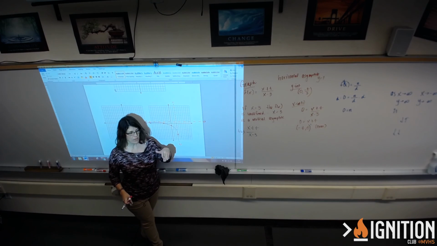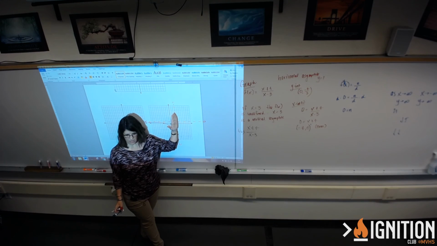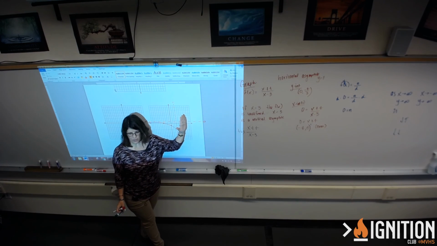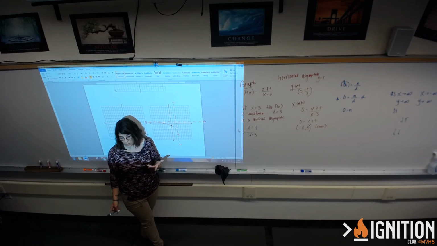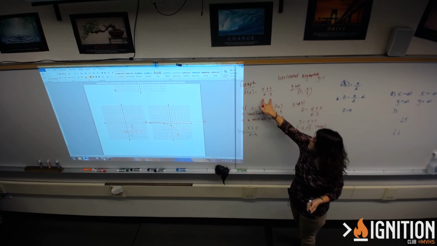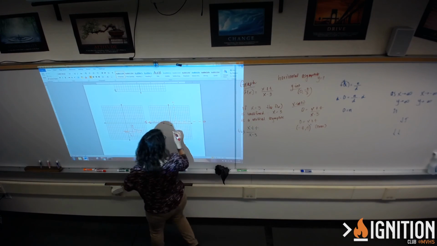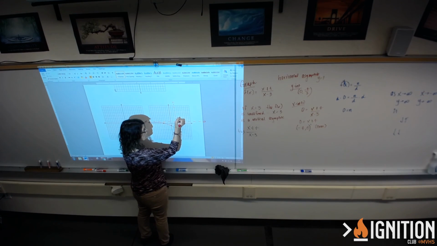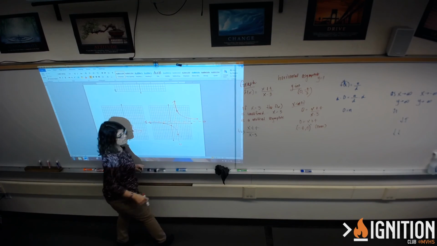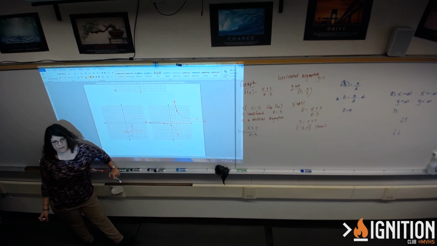Your vertical, you can't plug in 3. Here's my vertical asymptote. To plug in is to the right. Why? What's 4 minus 3? Nice and convenient. So 4 plus 4 is 8 over 1. You plug in 4, you get 8. I plugged in 4, I got 8. No, that's good enough.